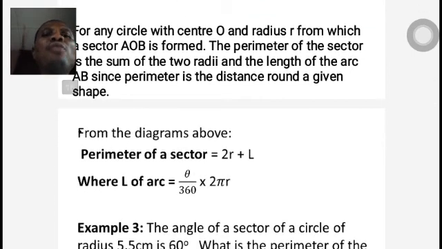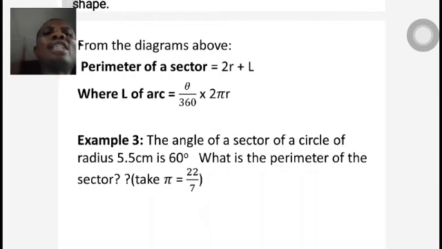Now from there, the perimeter of a sector is equal to 2r plus L. The length L there is what? The length of an arc of a circle, which is theta over 360 times 2 pi r. Therefore, the perimeter of a sector is equal to 2r plus theta over 360 times 2 pi r. So that leads us to example 3.